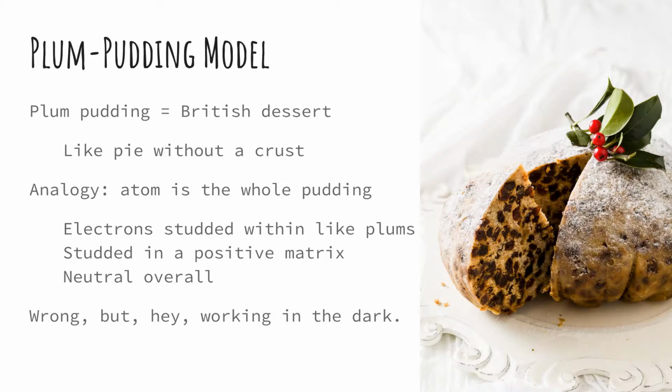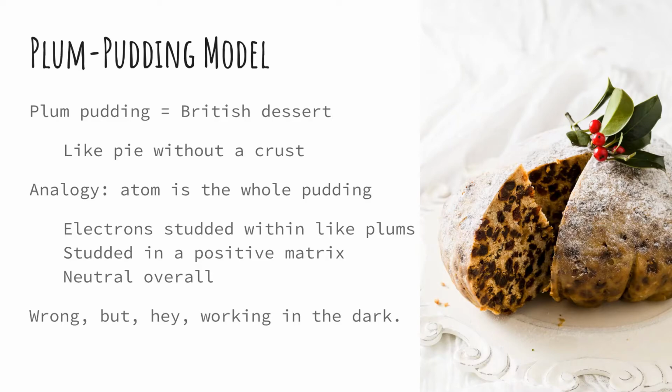And that's why they came up with the plum pudding model. Plum pudding is a British dessert, pictured to the right. It's kind of like a pie without a crust. A lot of pies have a sort of gooey, sweet matrix to hold together other stuff that you put in it or on it. So the atom as a whole is the entire pudding. And the electrons are studded inside the atom like plums, raisins actually, studded inside the pudding. The electrons, the negative plums, are inside the pudding. The pudding itself is a positive matrix, and the whole thing is neutral.